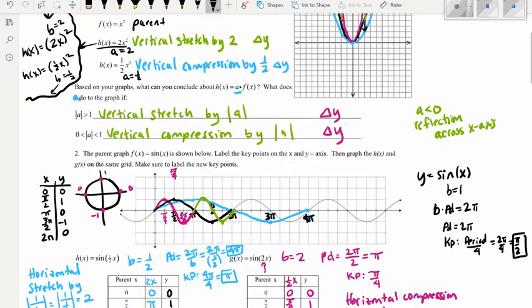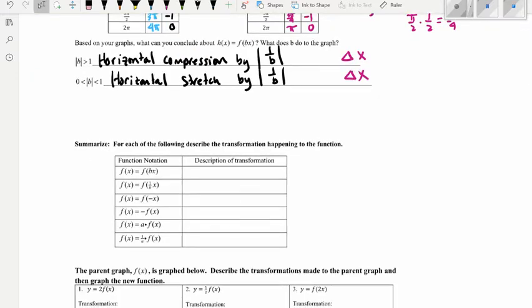And so let's go ahead and put it all together in this table. We're going to summarize and describe the transformations happening to the function. So if we have a parent graph, and notice on the inside of the parentheses attached to x is the b, that means anytime it's on the inside attached to x, it's going to be a horizontal movement. So this one we know is a horizontal compression. So HC, I can write it all out. So horizontal compression, which I usually write HC for, by the absolute value of 1 over b.